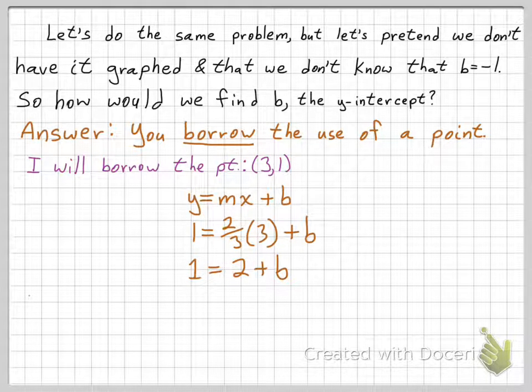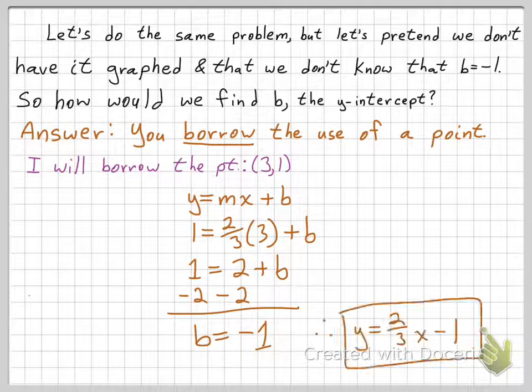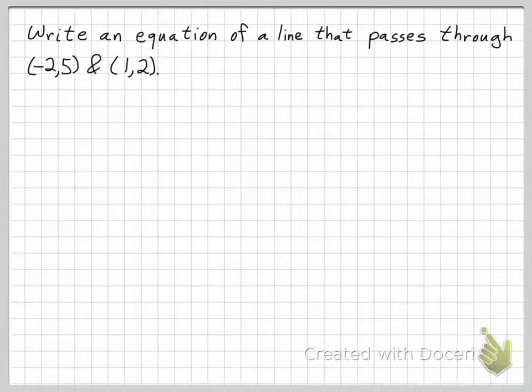Okay, so simplifying, 2/3 times 3 is 2. So 1 = 2 + b. And then subtracting 2 from both sides, you get b = -1. So now I got my same y-intercept. I'm just showing you how to find your y-intercept if it wasn't given to you or if you don't have the graph in front of you. So then you come up with the same exact equation. y = 2/3 x - 1.